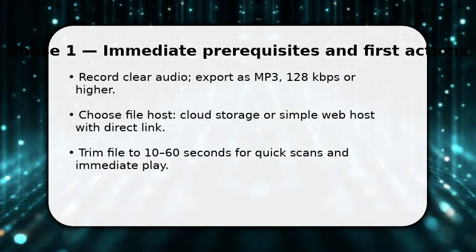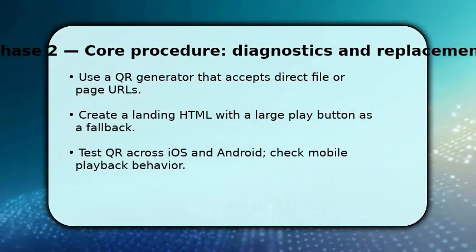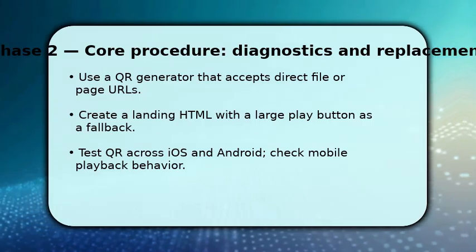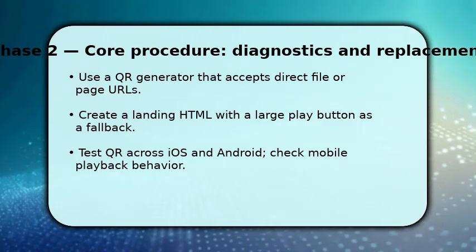Now generate the QR code using your direct MP3 URL or, better, a simple HTML landing page that embeds a big play button. You do this because many phones block automatic audio playback. Having a visible button ensures users tap to play.